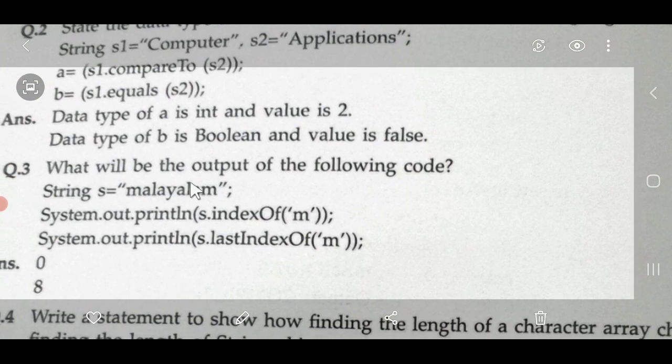After that, what will be the output of the following code? That is s equal to Malayalam. So s.indexOf(m), s.lastIndexOf(m). So s.indexOf(m) is 0 because the first occurrence is here, the first time it is found there, okay. And then 0 1 2 3 4 5 6 7 8. 8 will be the answer for this, because 8 is the last index of m. The last occurrence of m is 8.